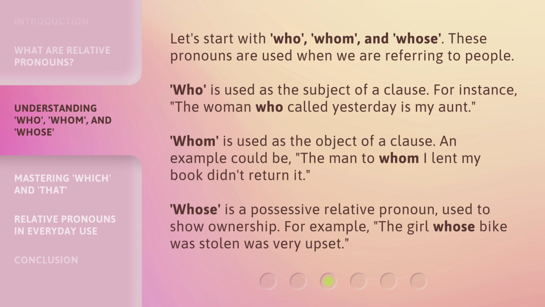Whom is used as the object of a clause. An example could be, the man to whom I lent my book didn't return it. Whose is a possessive relative pronoun, used to show ownership. For example, the girl whose bike was stolen was very upset.